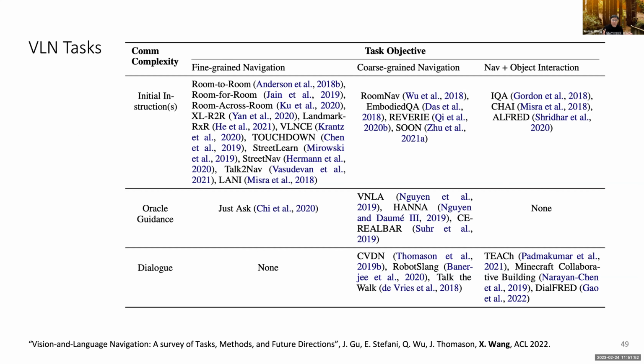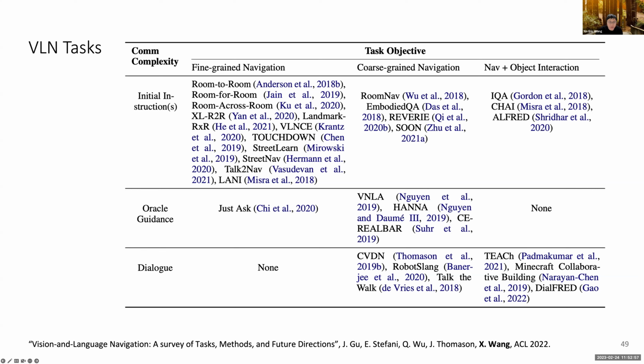From the task perspective, we can categorize all these vision and language tasks from two perspectives. First, the task objective: whether it is navigation only or it requires some object interaction. For fine-grained navigation, we provide very detailed instructions that guide the agent step by step. We can make it more advanced, providing only coarse-grained instructions like go to the kitchen and grab me a drink. The agent does not have step-by-step instructions like turn left or turn right, so it needs to reason about the path and do something. Or, we can make the agent not only navigate somewhere, but also pick up something and actually do something.